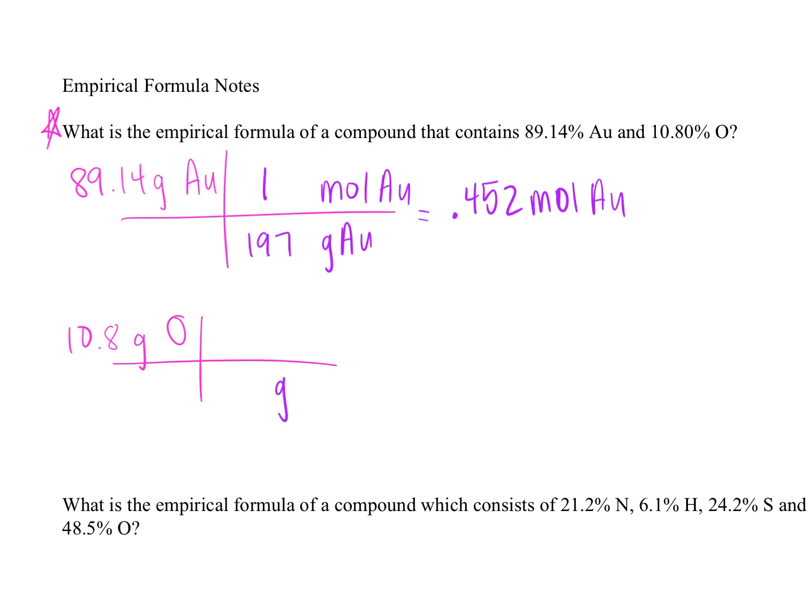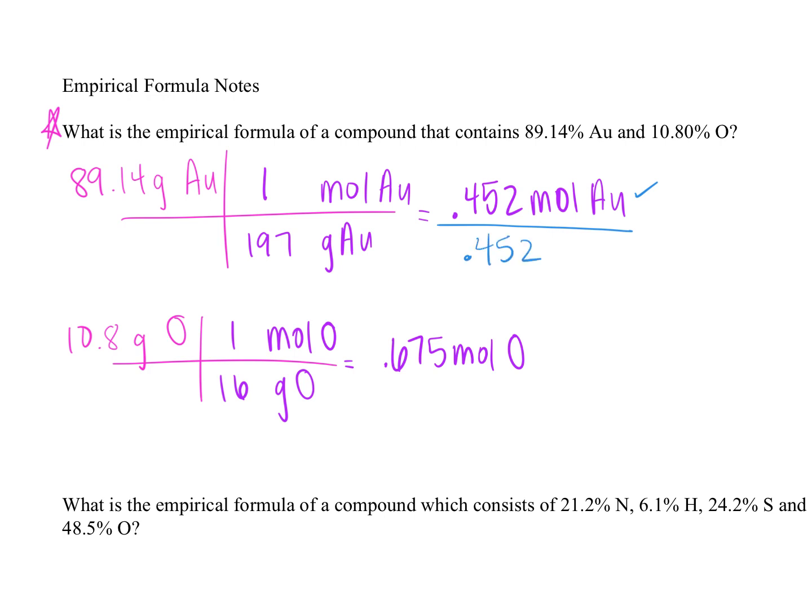Okay, so we're going to do the same thing for oxygen. Convert from grams to moles of oxygen. Moles gets the 1, and oxygen weighs 16 grams. So 10.8 divided by 16 gives me 0.675 moles of oxygen. So the next step would be to divide by my smallest number. This one's my smallest, right? 0.452. So I'm going to take that divided by 0.452. I'm always going to take one of them divided by itself, because one of them is the smallest one.